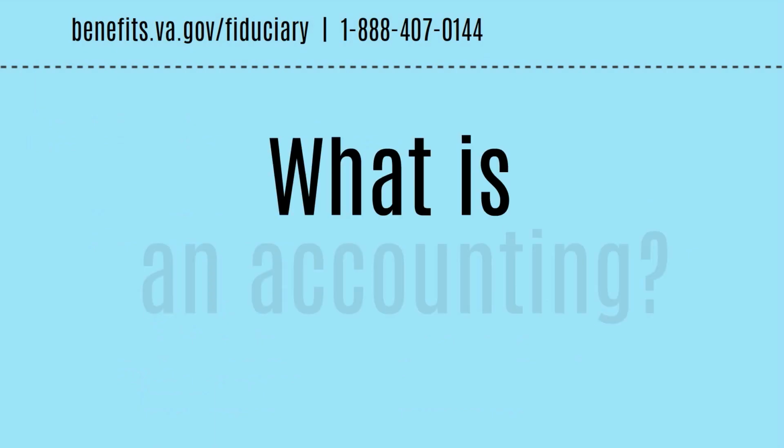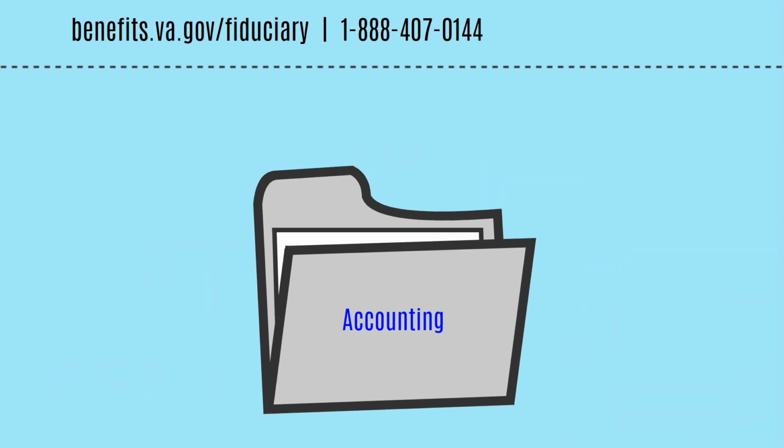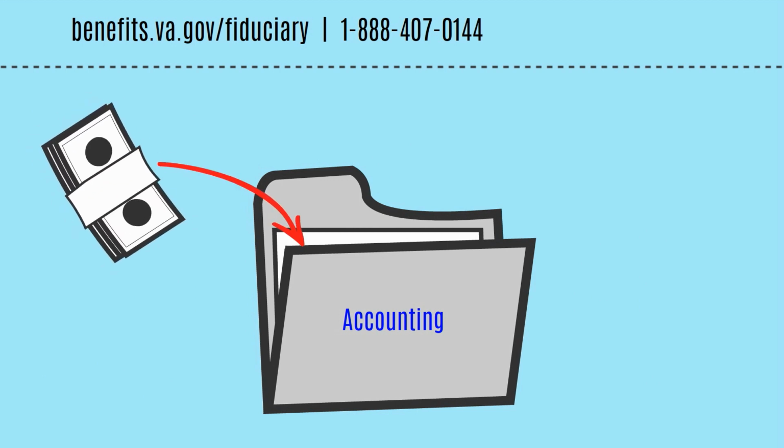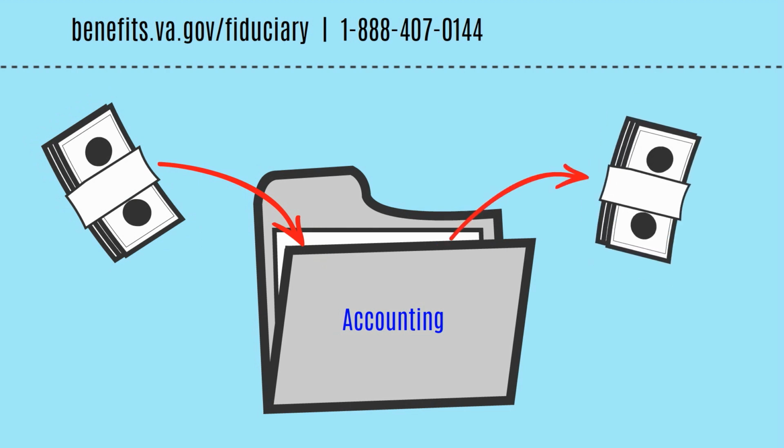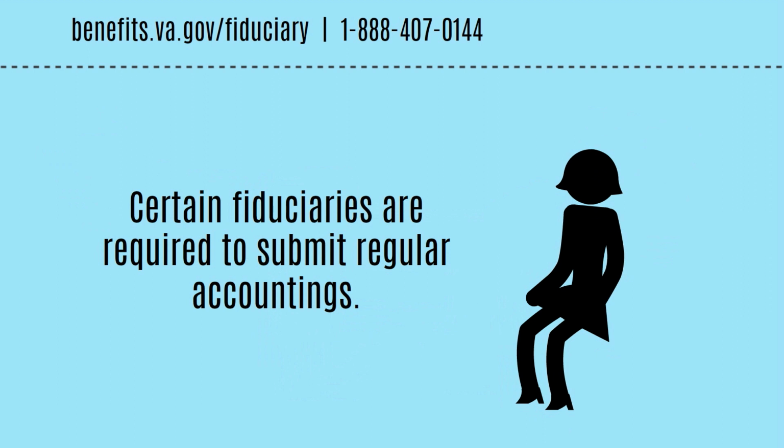Let's get started. So, you might be wondering, what is an accounting and why do I need to complete one? An accounting is a detailed description about the VA funds you manage for the beneficiary. It's a record which documents all of the VA funds coming in and going out, kind of like balancing a checkbook. Certain fiduciaries are required to complete regular accountings.